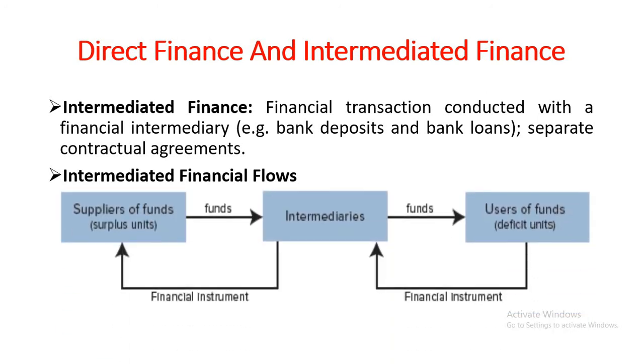In intermediated financial flows, suppliers of the fund, that means the savers, provide their fund or save their money or invest their fund in financial intermediaries like commercial banks or insurance companies. Then these financial intermediaries lend money to the deficit unit or to the borrowers of the fund. And this is how intermediated financial flows work. Intermediaries, that means the financial institutions, work as a middleman between suppliers of the fund and users of the fund.